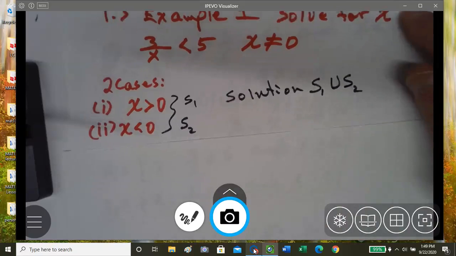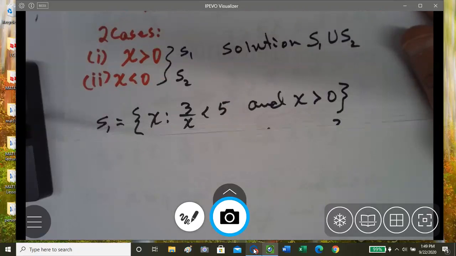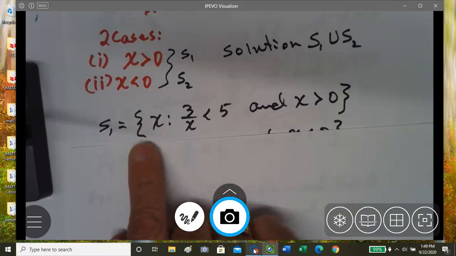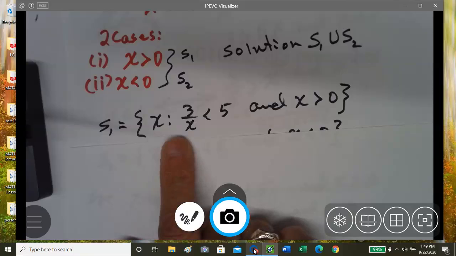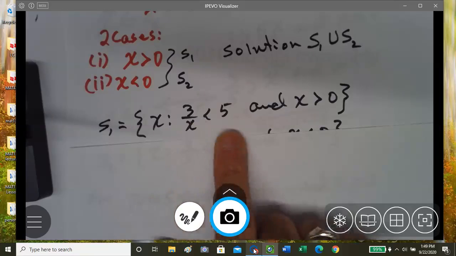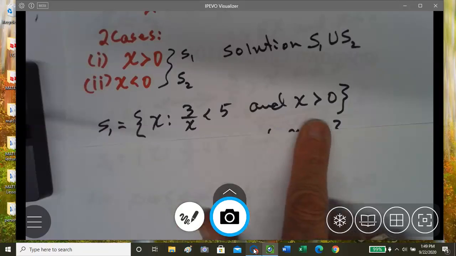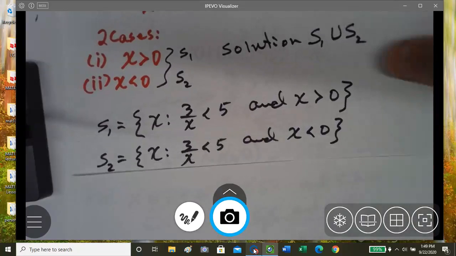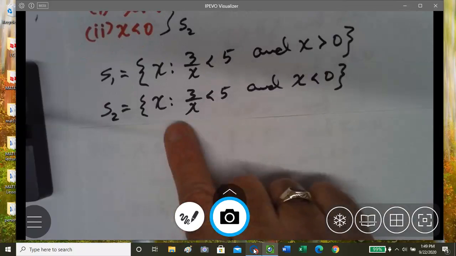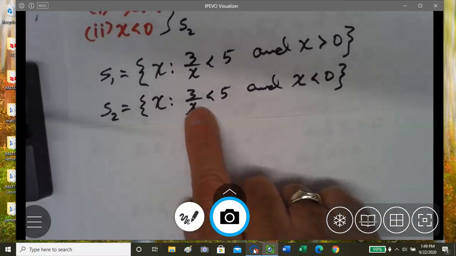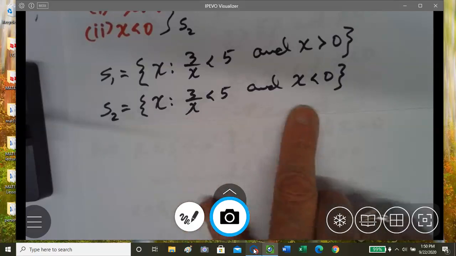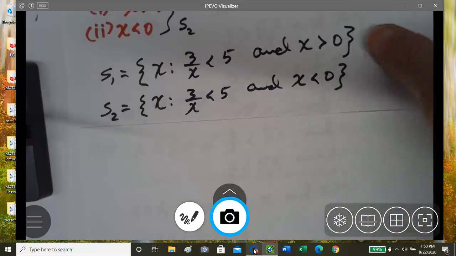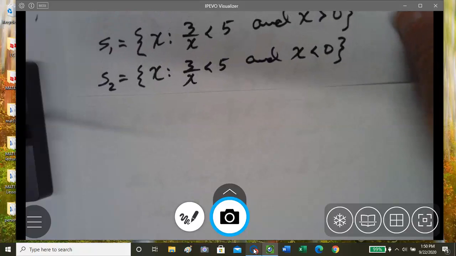Okay, so we start with writing set S1, which is the set of x values in set X such that 3 over x is less than 5 and x is greater than 0. Set S2 is all values x in set X such that 3 over x is less than 5 and x is negative, or x is less than 0. So we've established our 2 sets here.